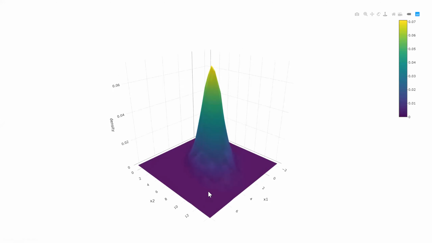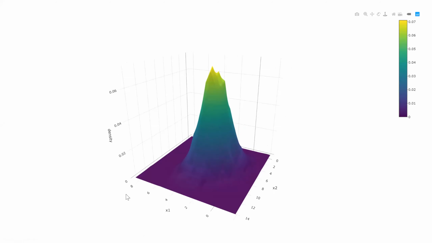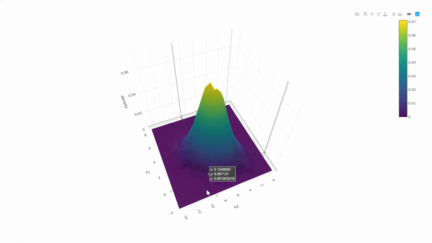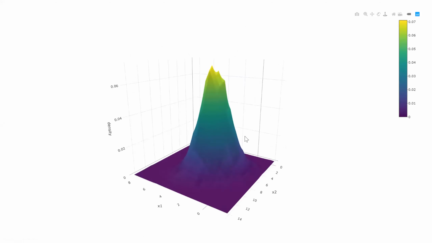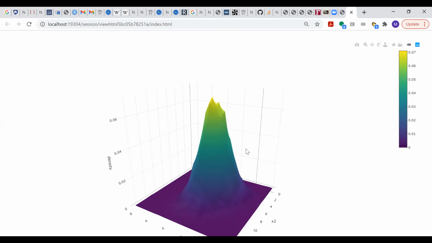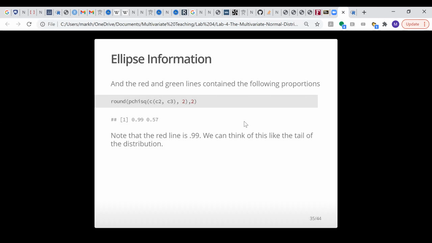I think I shared this. I didn't share the R console when I did this, but I ran that code. And so this is the joint multivariate density. And so we can see it from different angles here. And so we can take a look and see where some of our points were.